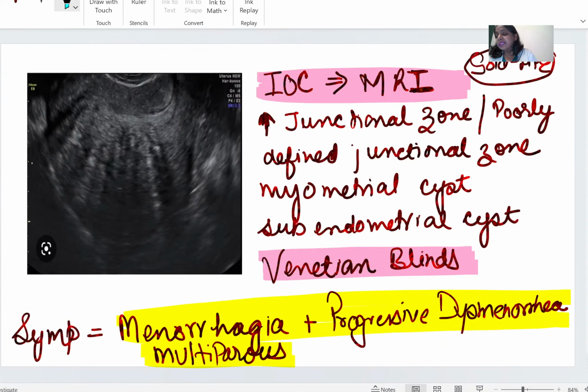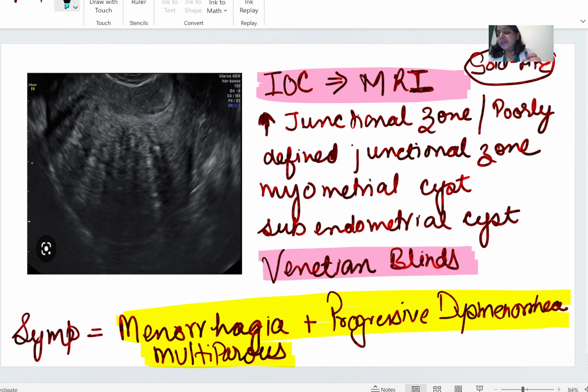Now let us see what is the investigation of choice. In endometriosis, investigation of choice was laparoscopy, and here we have to evaluate the muscle. So investigation of choice is MRI. Please don't say ultrasound. Okay, investigation of choice is MRI. Now the junctional zone increases.